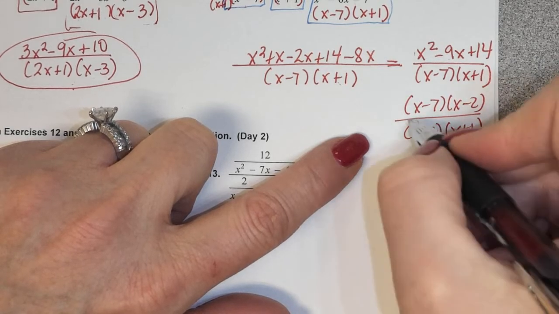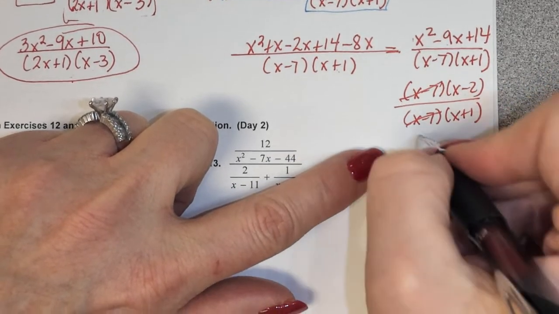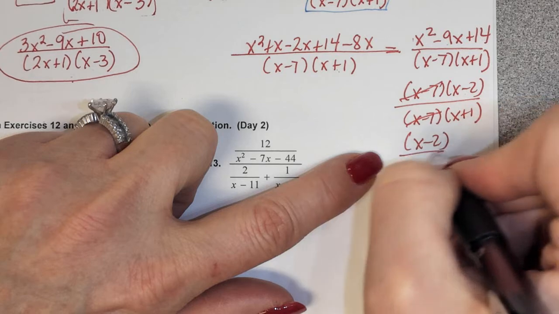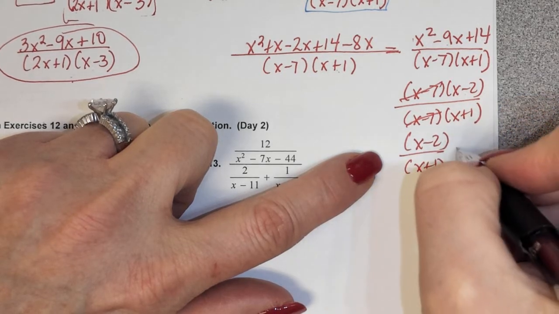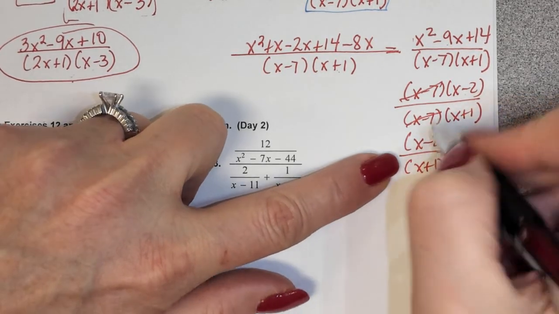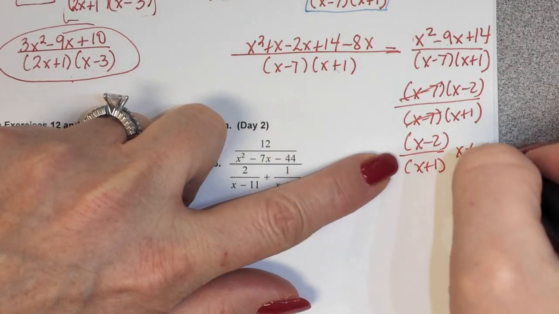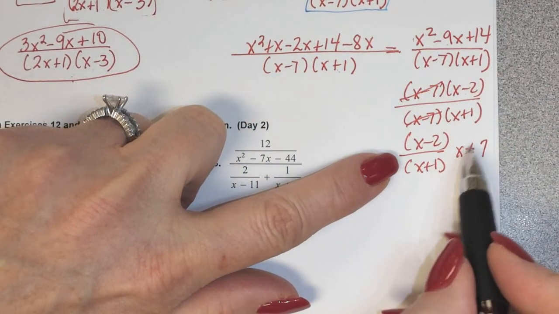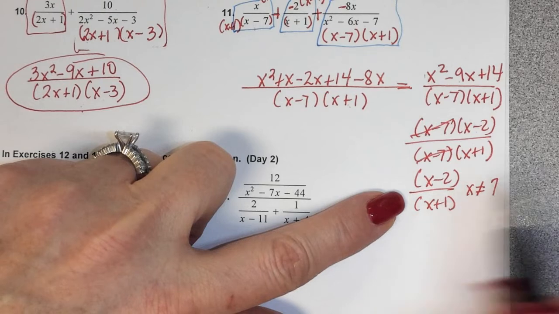So therefore, these can cancel out. This would be the simplified version. And like I said, I'm not sure if our book's going to make us, but we would say this is equivalent to that, except for when x equals 7. So we would say x not equal to 7. This is the same thing.